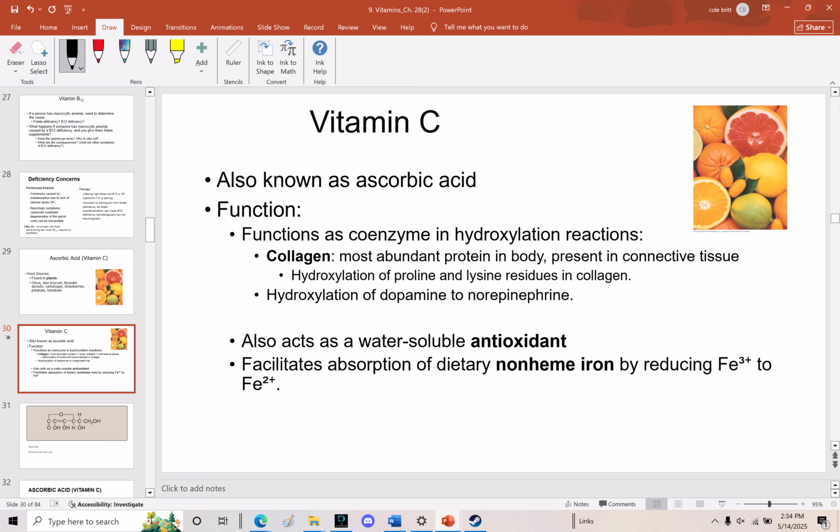I'm not so concerned that you remember this, but it is good to know that it's not just collagen. There are other enzymes that require hydroxylation by vitamin C. So in order to make dopamine and norepinephrine, you also need vitamin C. It's probably an important function, but a lesser one. This is not what I'll ask you on the exam. But you do need to know about collagen. Vitamin C is really pertinent for making collagen.